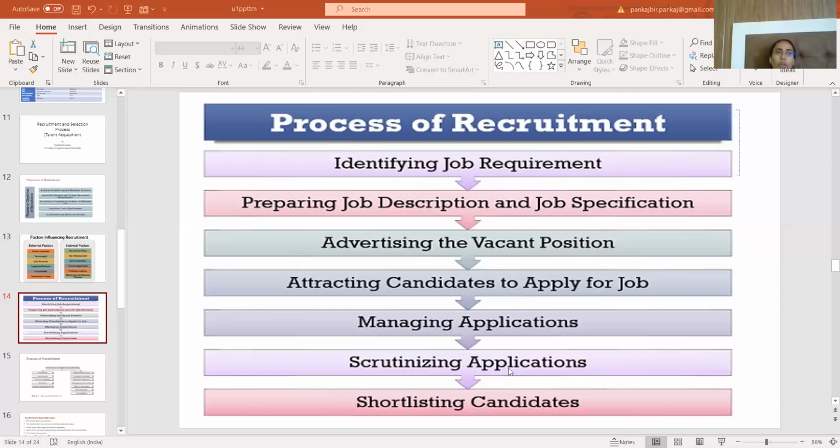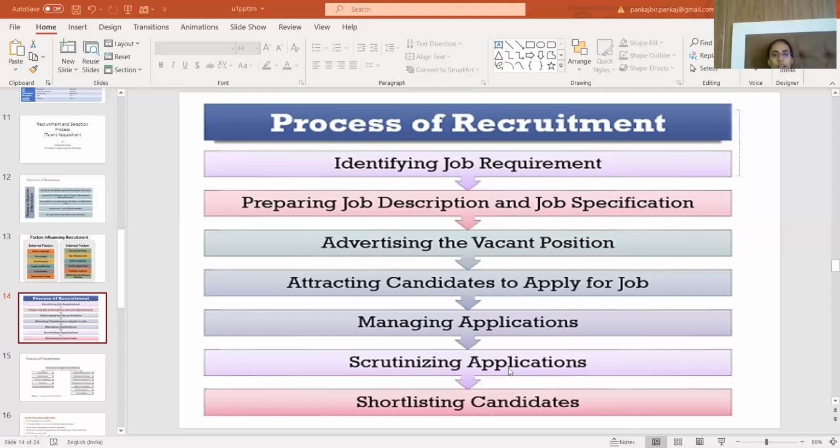Every kind of vacancy needs a different kind of advertisement of the vacant position. You cannot advertise a labor requirement in, for example, TV commercials or on the internet. You need to go to the labor contractor or the labor market for that particular vacancy. So every vacancy needs a different kind of advertisement platform.